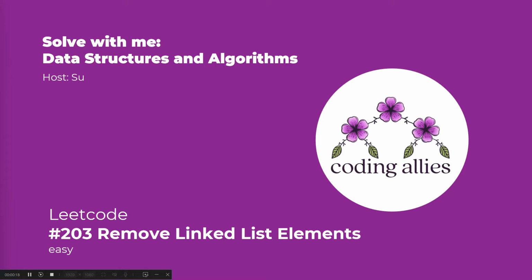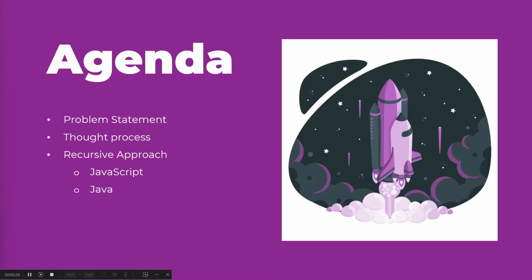I'm your host Sue. Today, we are solving this Leetcode problem, 203. Remove linked list elements. This is the agenda. First, I will read the problem statement. Then I'll go through the thought process, followed by step-by-step implementation of the thought process in both JavaScript and Java.